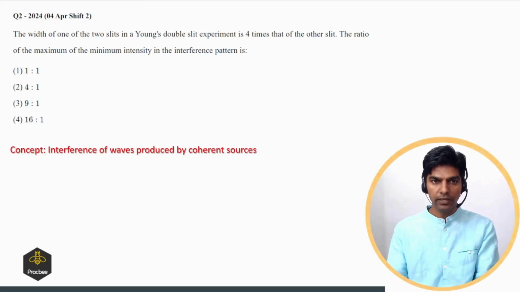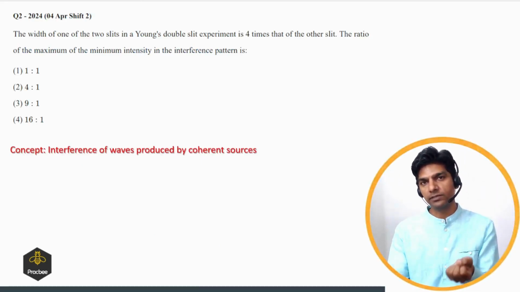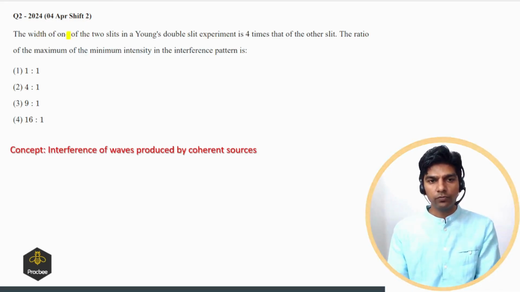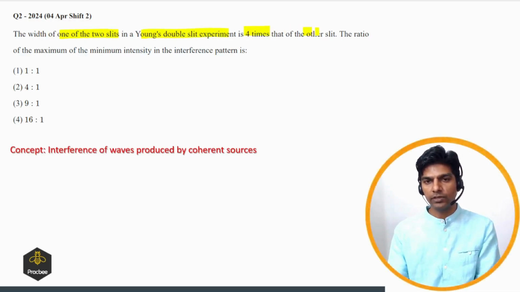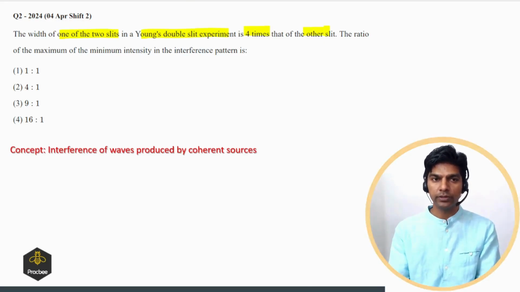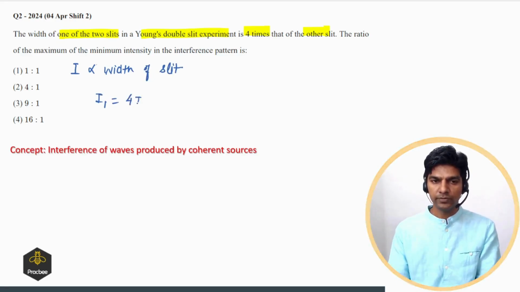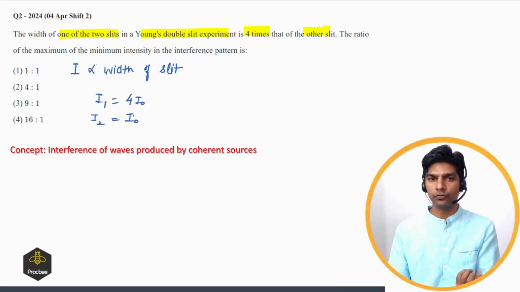Now the first problem type is how to find the intensity in case of coherent sources. So if you look at the problem, the width of one of the two slits in YDSE is 4 times that of the other. Here you have to remember one more important concept, that the intensity of the source is directly proportional to the width of the slit. So we can say I1 is 4 times I naught and I2 is I naught, right? So that's what it is, 4:1.